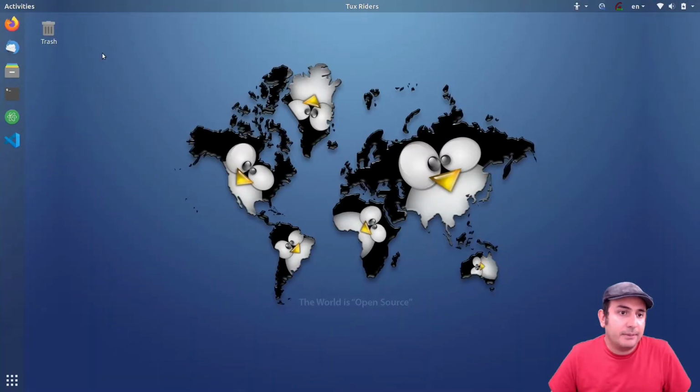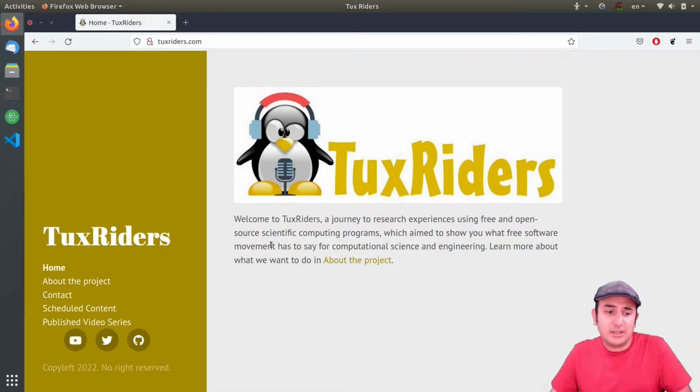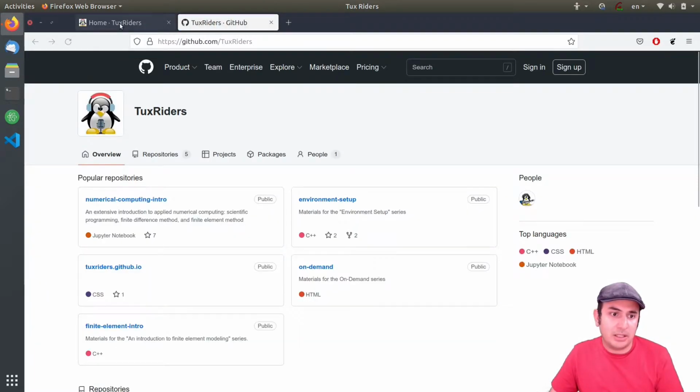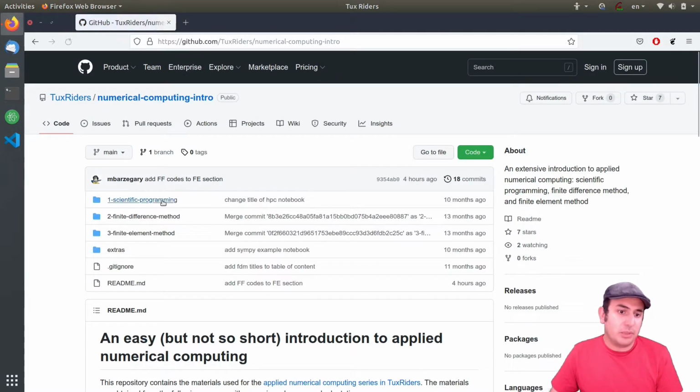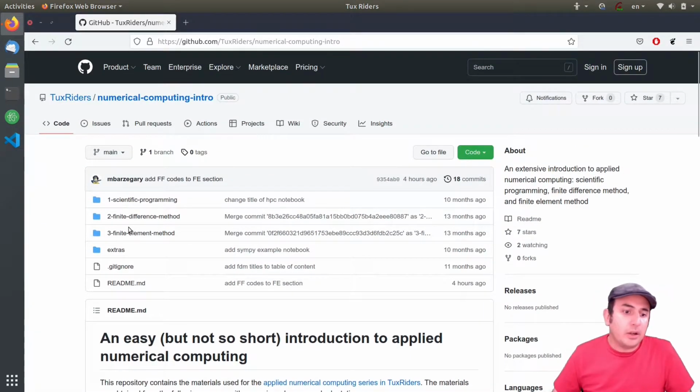So, let's go to the repository where we have the materials for the course. You can find a link in the description, or as I showed you in the previous videos, there are two ways to access the material. One is via the published video series and applied numerical computing, and the other one is via GitHub directly. So numerical computing intro, and yeah, here we go.